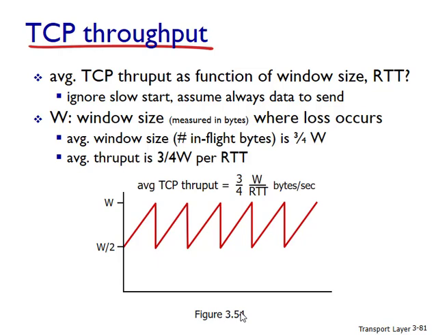AIMD congestion control gives rise to the sawtooth behavior shown here, which also illustrates TCP's probing for bandwidth. TCP linearly increases its congestion window size and therefore its transmission rate until a triple duplicate acknowledgement event occurs. It then decreases its window size by a factor of 2, but then again begins increasing it linearly, probing to see if there is additional available bandwidth.